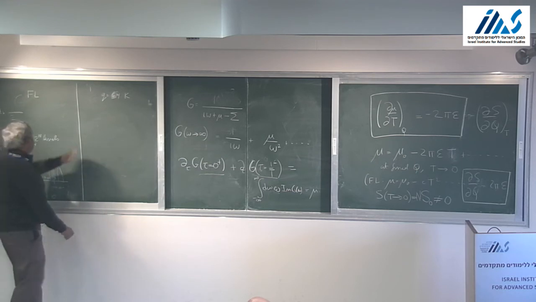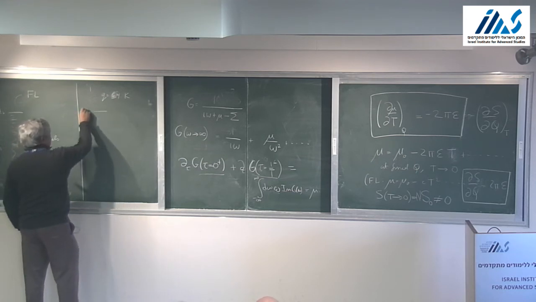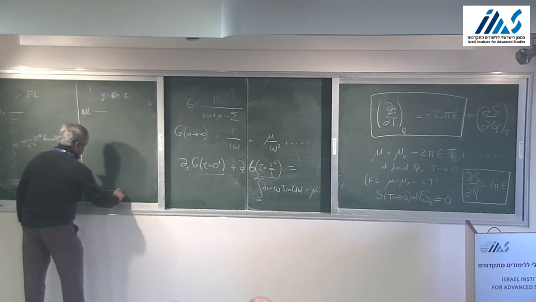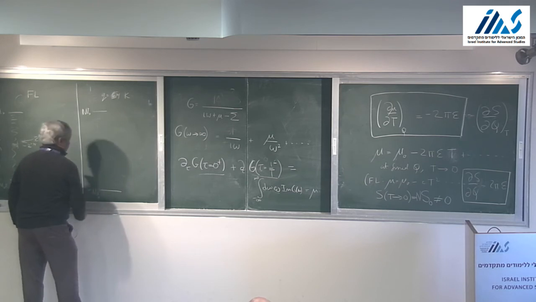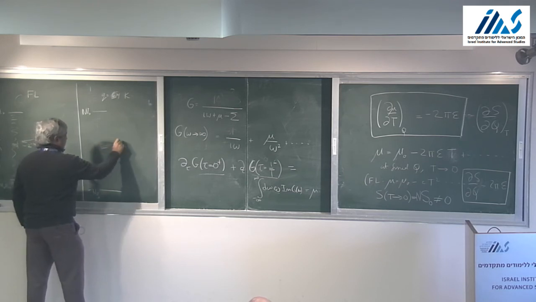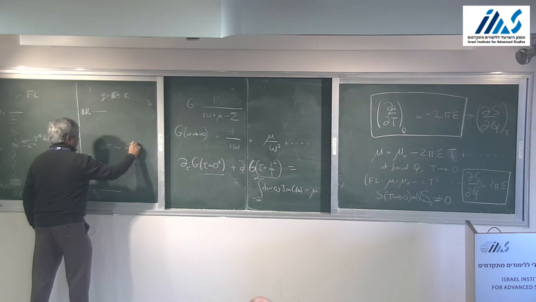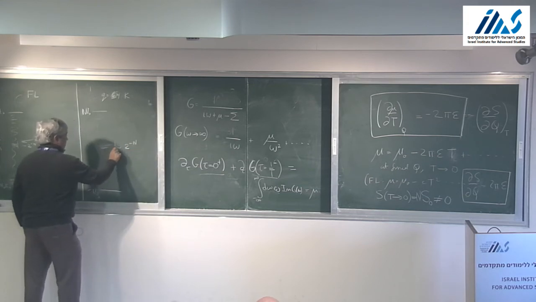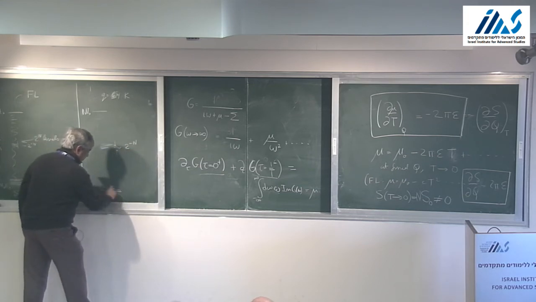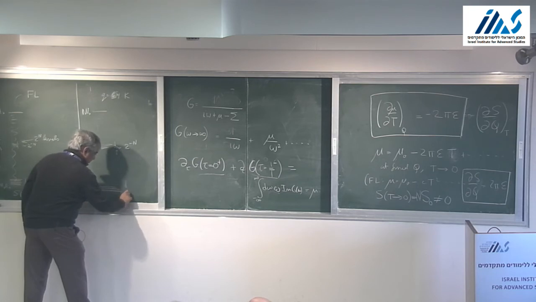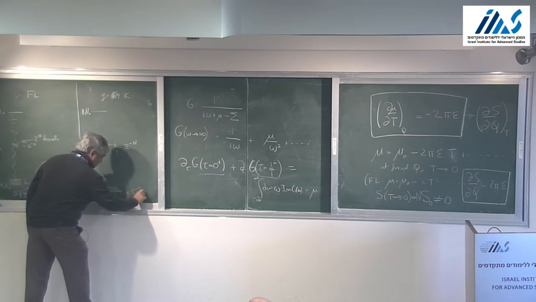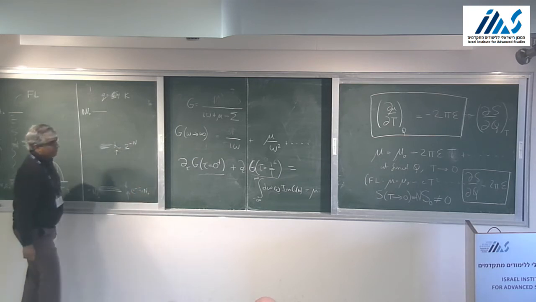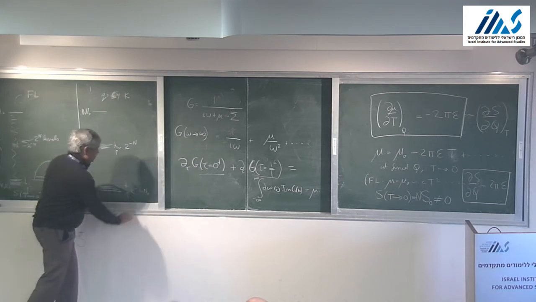Okay, so what happens here is something else. The largest energy is nu naught, and this is minus nu naught. So you've got a bunch of levels here. Again, the spacing is 2 to the minus N. But here, what is the spacing? The spacing is e to the minus N S0. It's exponentially small.